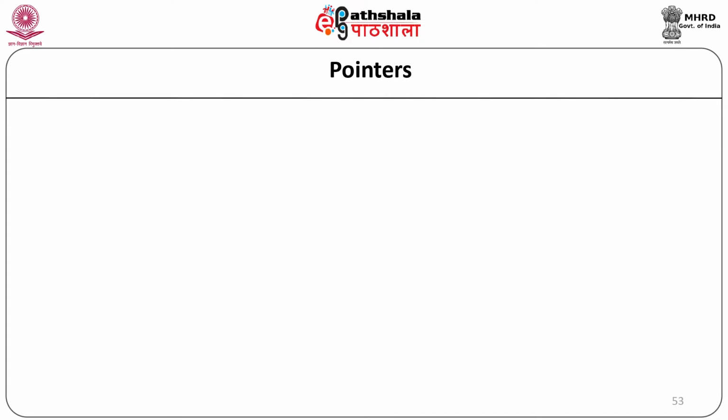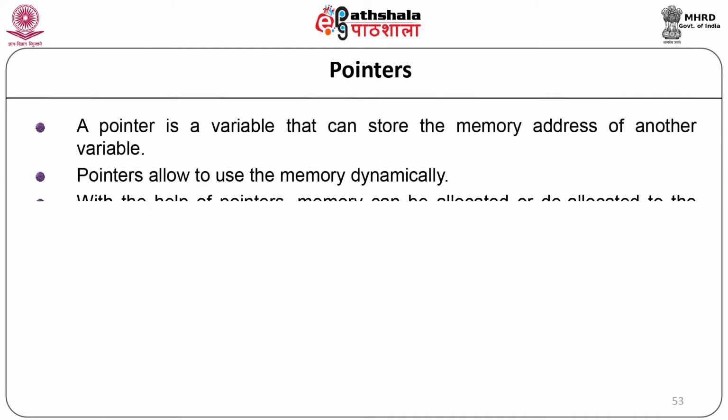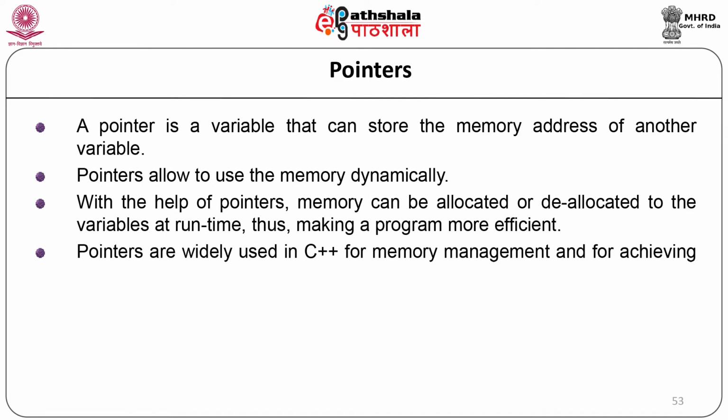Now let us see a pointer as a derived data type. A pointer is a variable that can store the memory address of another variable. Pointers allow us to use the memory dynamically. With the help of pointers, memory can be allocated or deallocated to the variables at runtime, thus making a program more efficient. Pointers are widely used in C++ for memory management or for achieving polymorphism.